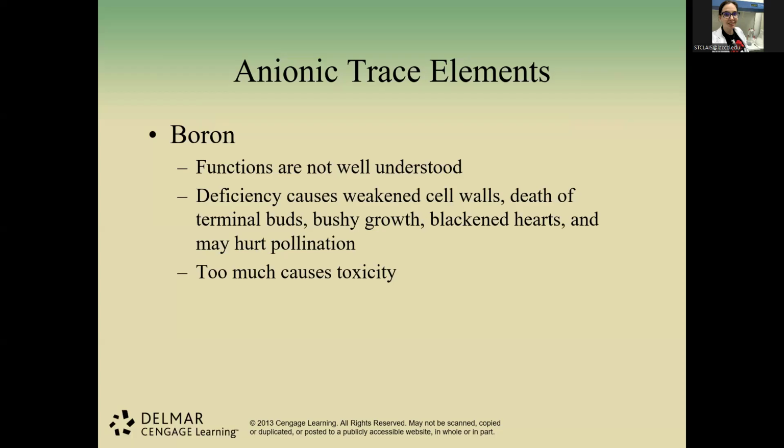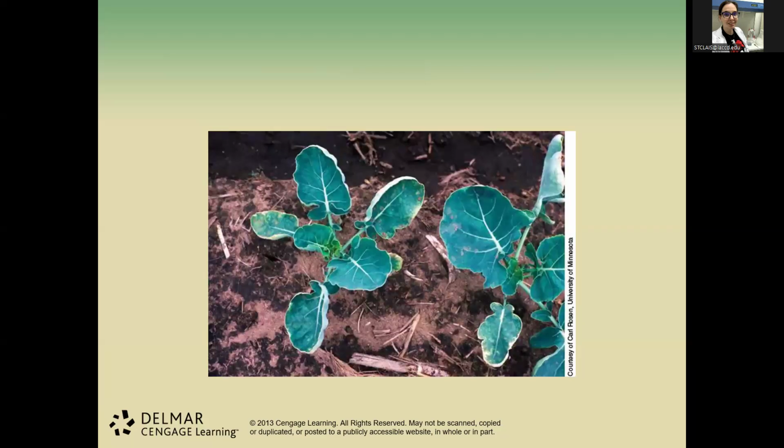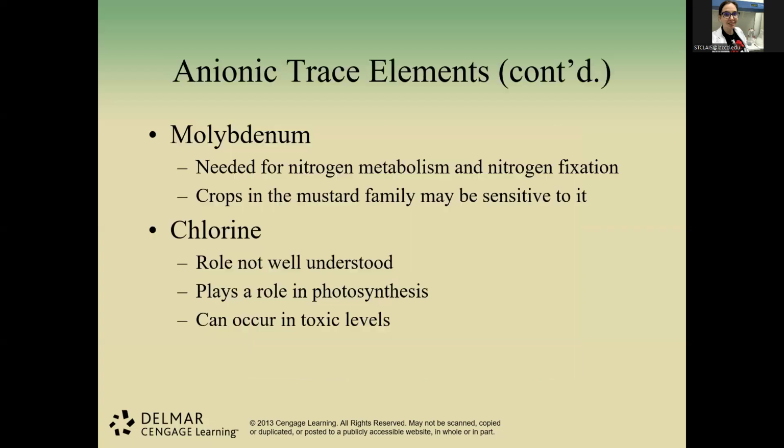If we have a deficiency of boron, we'll have weakened cell walls, terminal bud death. So that's like those shoot tips. We'll have bushy growth, blackened hearts, and pollination may be decreased. Okay, if we have too much boron, in that case, it causes toxicity. So here, this is an example of a black heart of cauliflower and it resulted from boron deficiency. And here we also have yellowing and cupping of leaf margins. This is a symptom of boron toxicity in cauliflower.